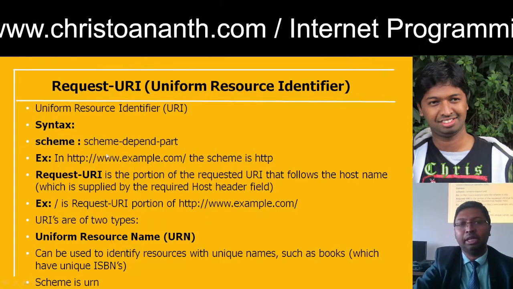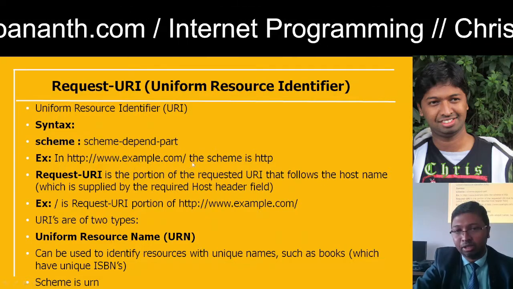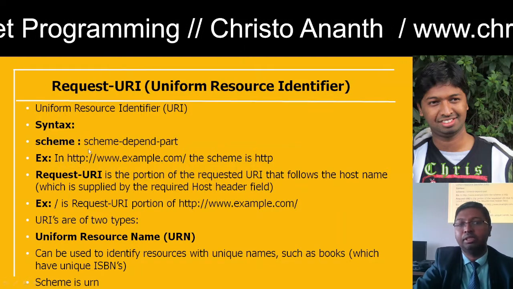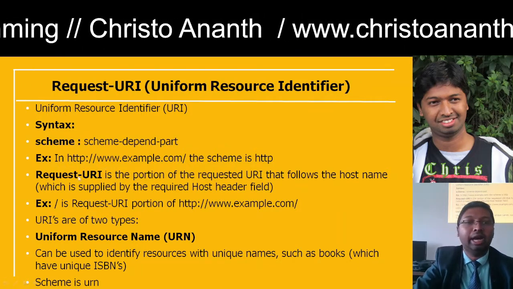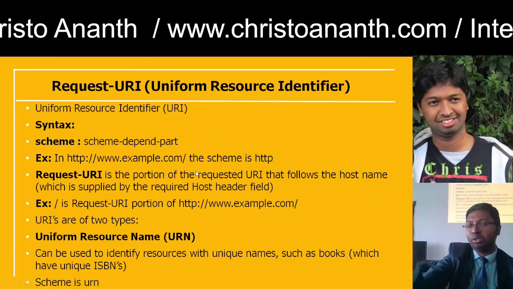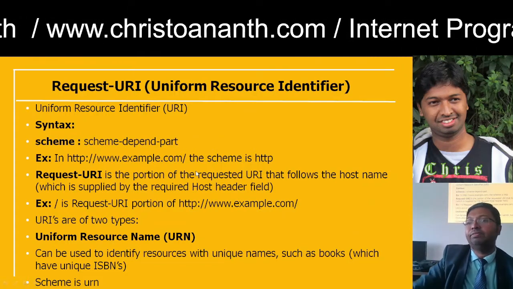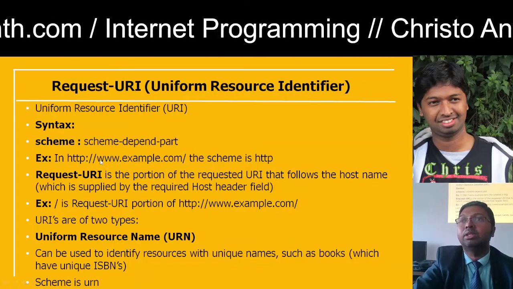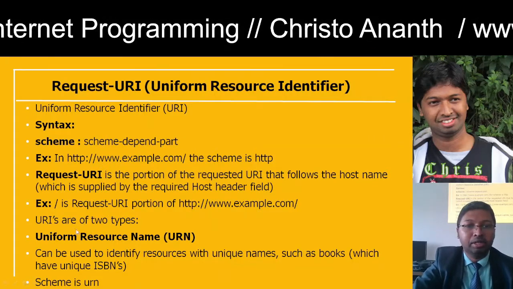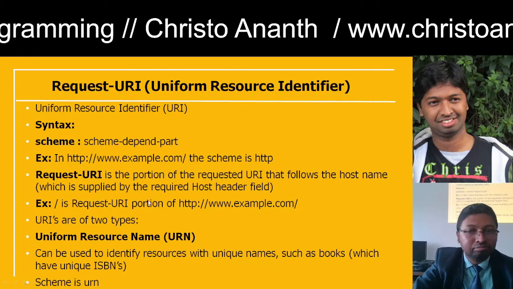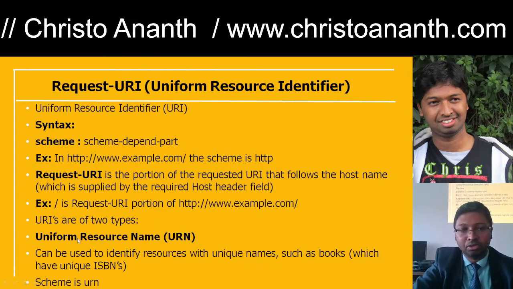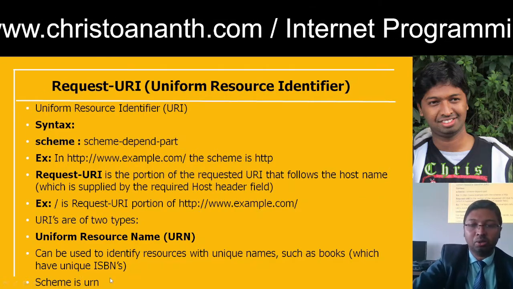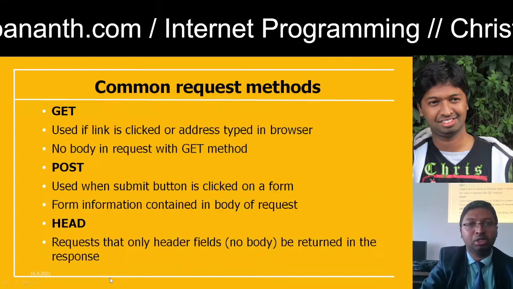Okay, for example, in www.example.com, the scheme is nothing but this HTTP. This is the scheme. Okay, and request URI is nothing but the portion of the requested URI that follows the host name. Okay, right. So we have URN, uniform resource name, that is going to identify resources with unique names. So we have the scheme to be URN.